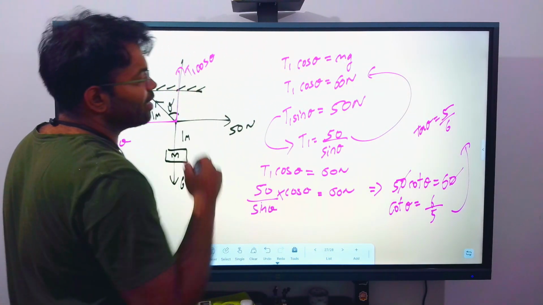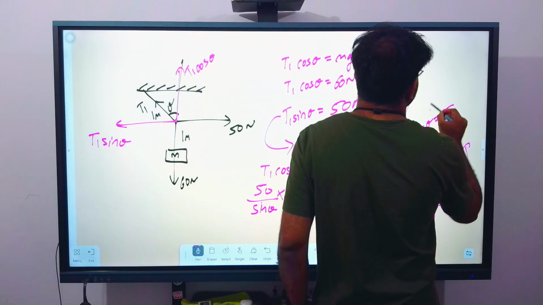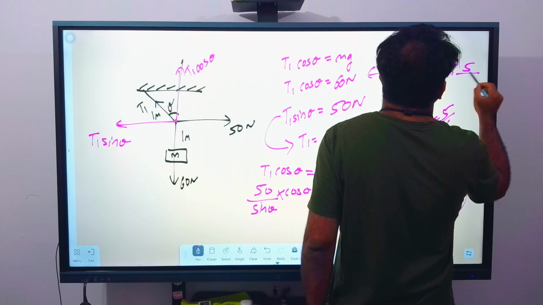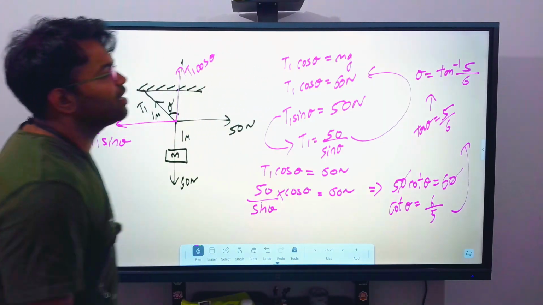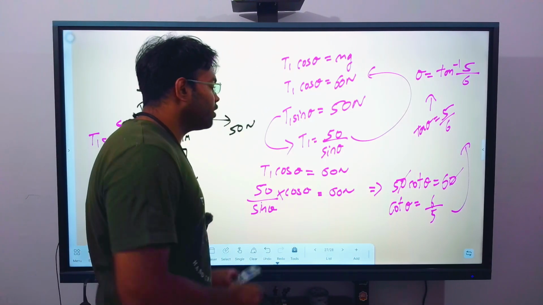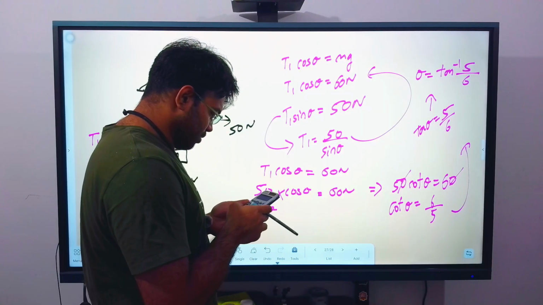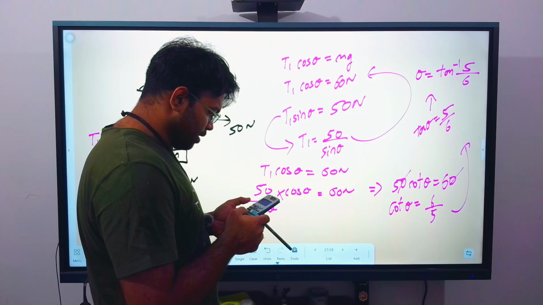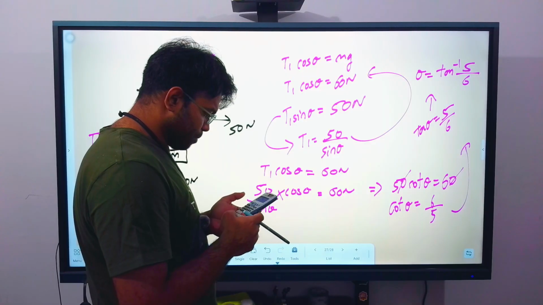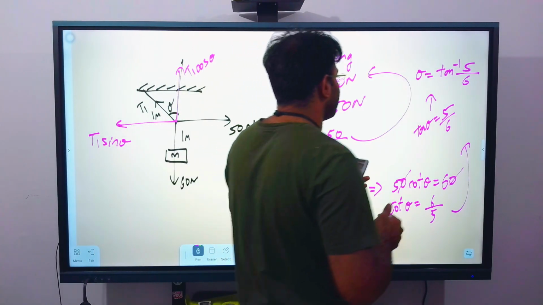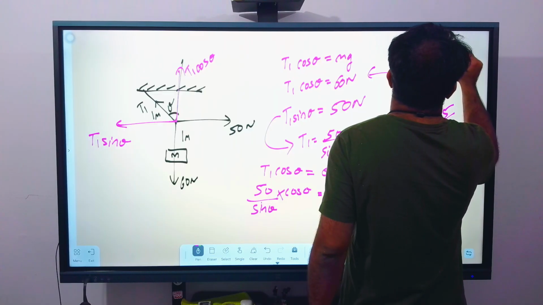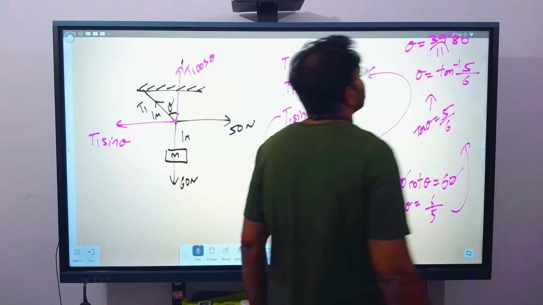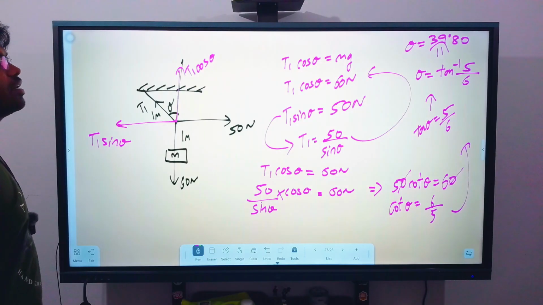So theta is equal to tan inverse 5 upon 6. This is the angle that we need. Clear? So what is theta? Tan inverse 5 divided by 6 is 39.80 degrees. So theta is equal to 39.80.